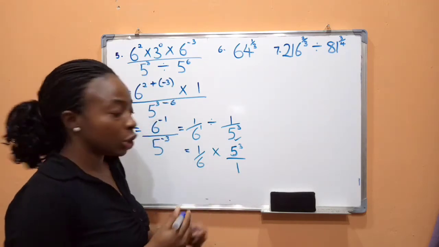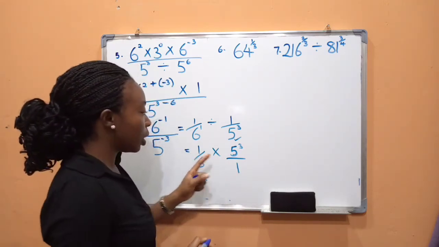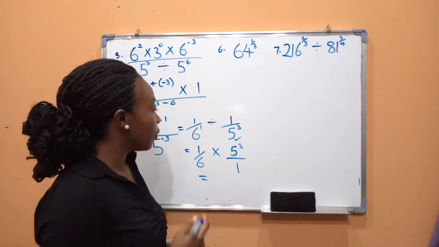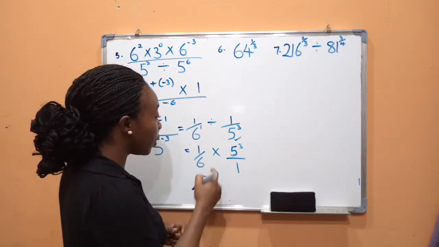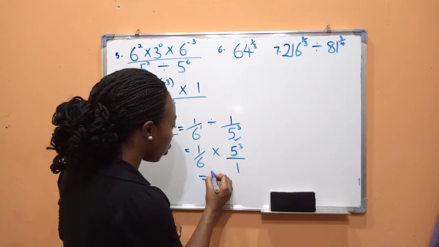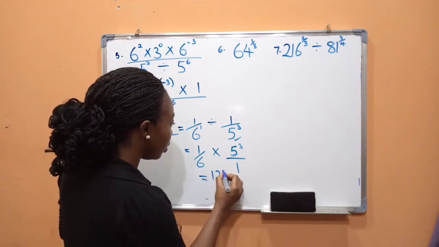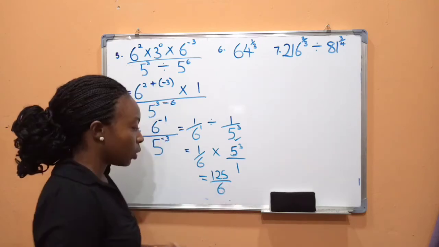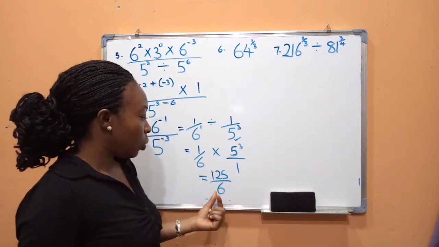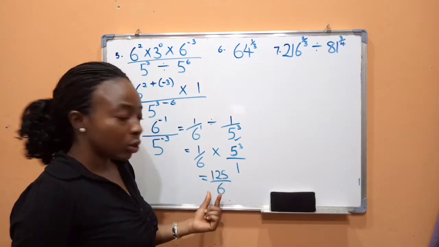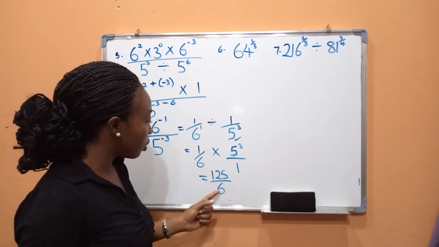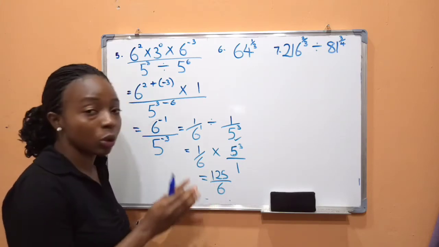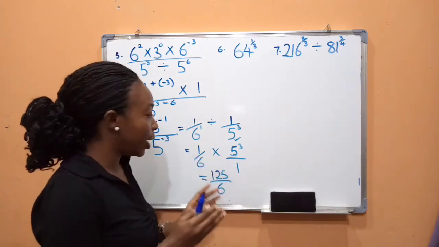Now that we have this, we are going to have 1 times 5 cubed. 5 cubed means 5 times 5 times 5. So when we do that, we are going to have 5 times 5, 25, times 5, we have 125 over 6. So let's check, can we reduce this to the lowest term? If we try out 3, it's not going to work. We are going to be having a remainder. So we leave our answer like this.